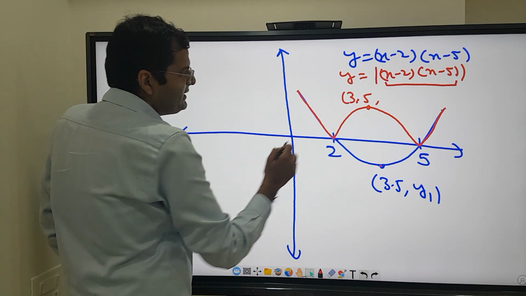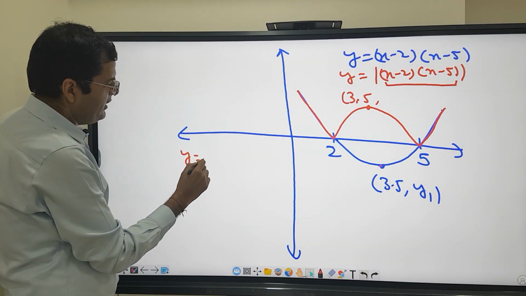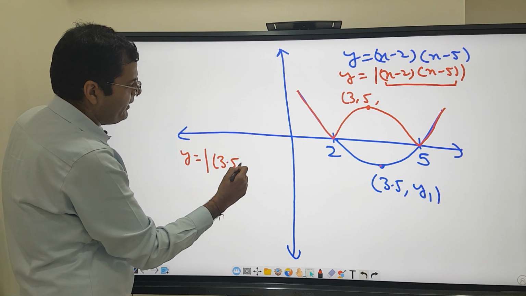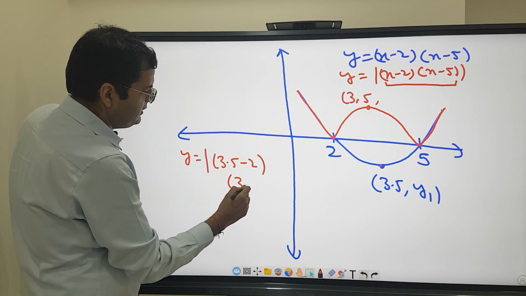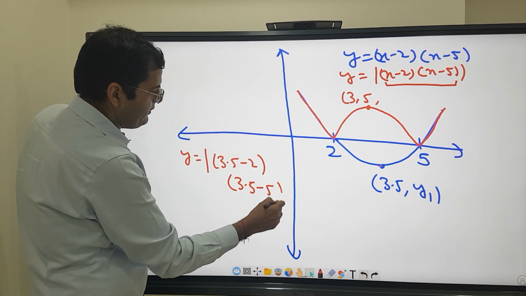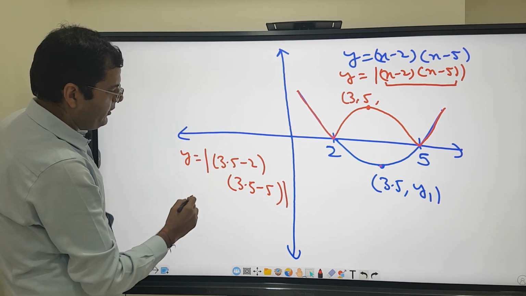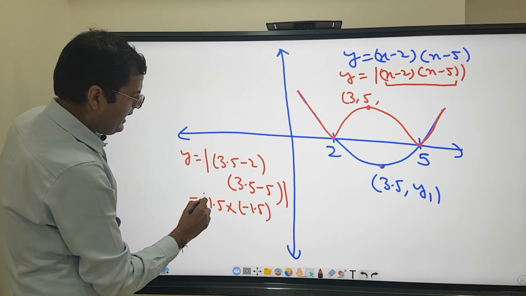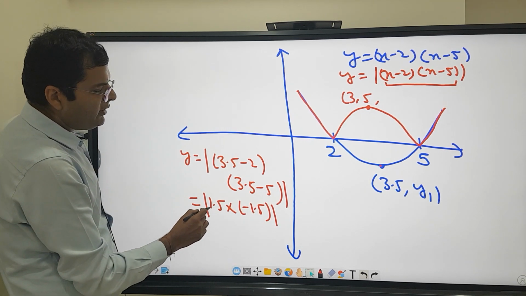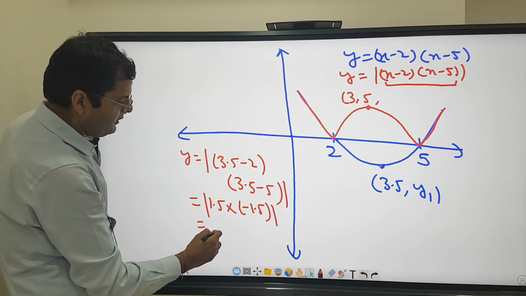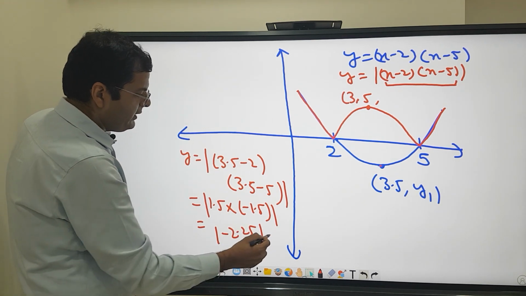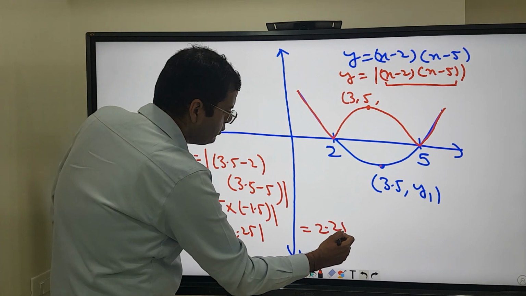So if I put x as 3.5, y will be the absolute value of (3.5 minus 2) times (3.5 minus 5). So 3.5 minus 2 is 1.5, and this is minus 1.5. So the absolute value of 1.5 into minus 1.5 is the absolute value of minus 2.25. The absolute value of minus 2.25 will be 2.25.